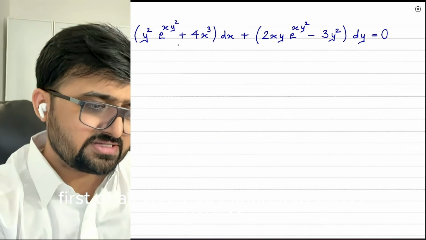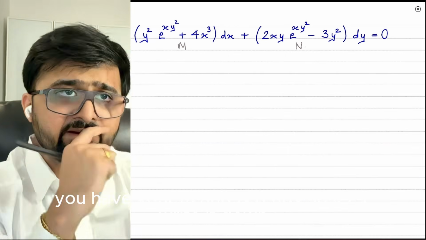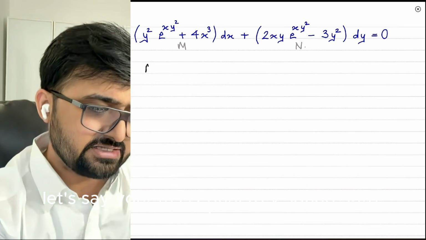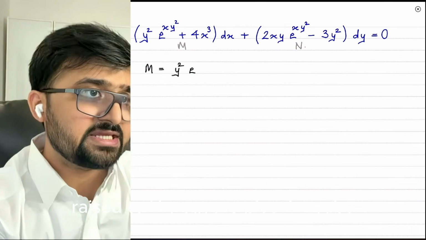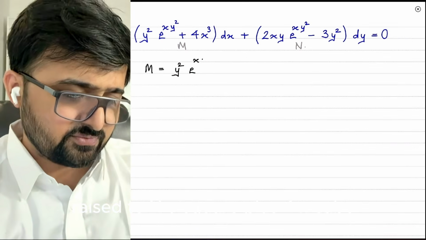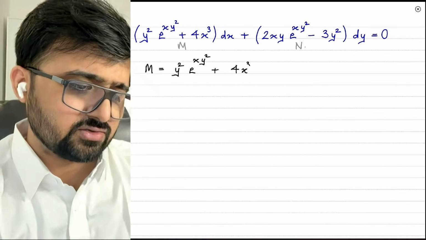First of all, you understand that this is your M, this is your N. You have your M and N ready. So let's write it down. Let's say your M is equal to y square into e raised to xy square plus 4x cube.